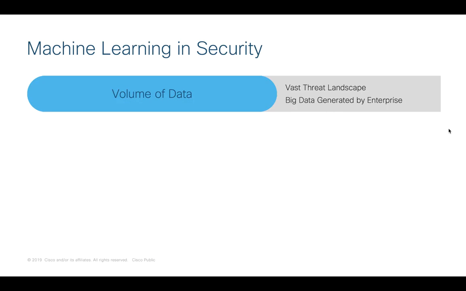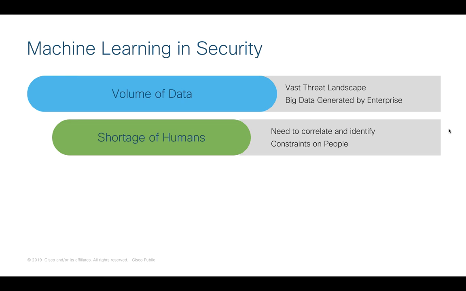So we have a huge landscape. We have a huge volume of data. There are many, many threats that emerge every day. There are many existing threats that still threaten us. And we have a huge amount of data being generated by the enterprise, as I talked about earlier. We only have to look in our SIEMs briefly to understand that we have a tremendous amount of data coming in.